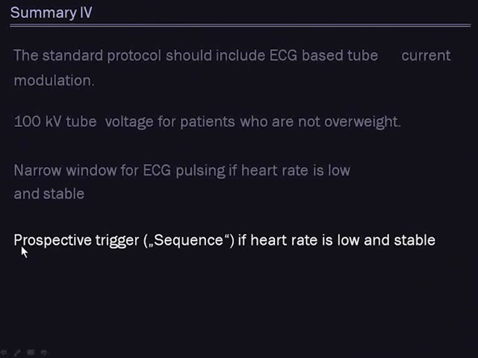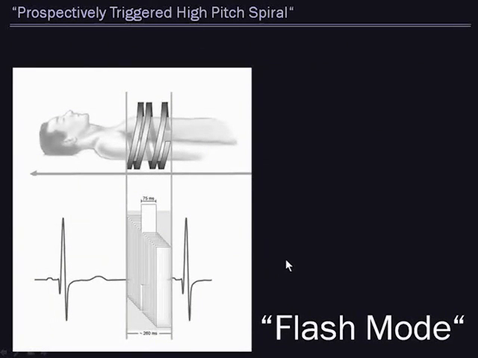So in my summary, I would suggest that at least for those who are somewhat more experienced, switching from a spiral acquisition to a step and shoot prospectively triggered sequence acquisition is a very worthwhile idea when the heart rate is low, less than 60 beats per minute, and stable, doesn't change. Then using the prospective trigger can be routine and will never decrease your image quality for low and stable heart rates. We use it quite a lot in these patients.